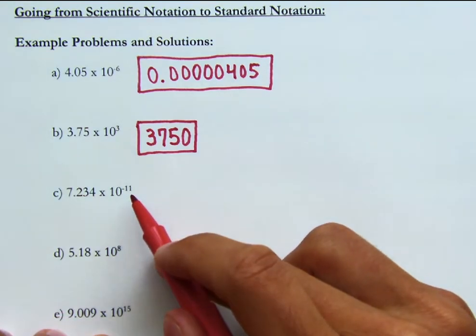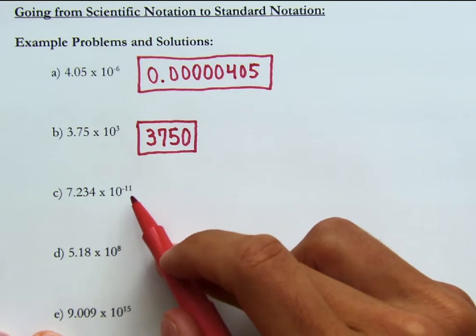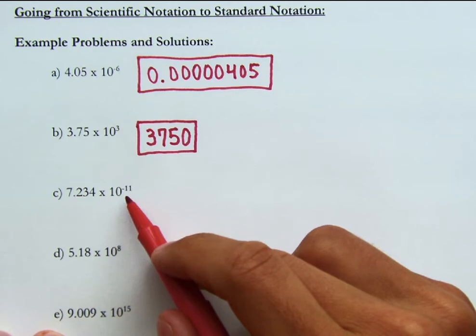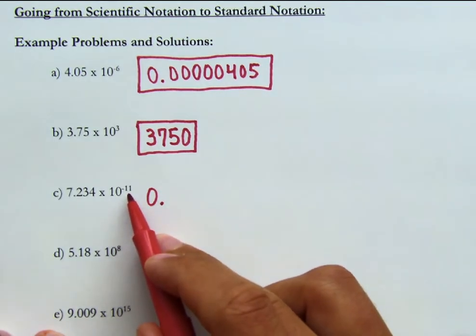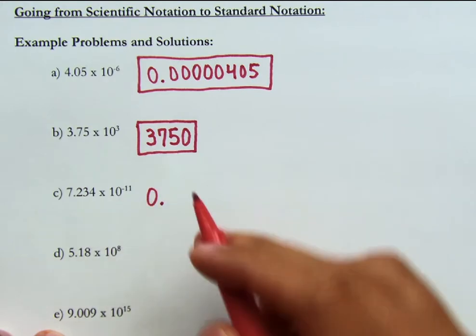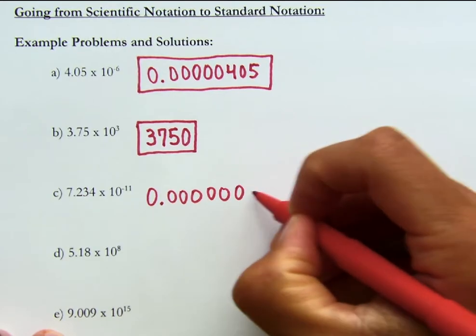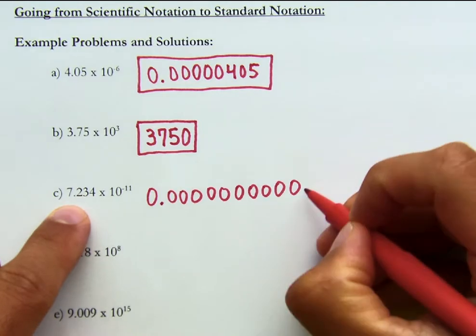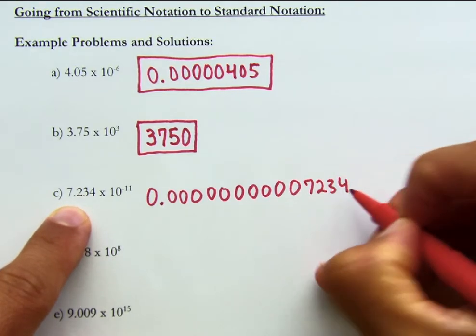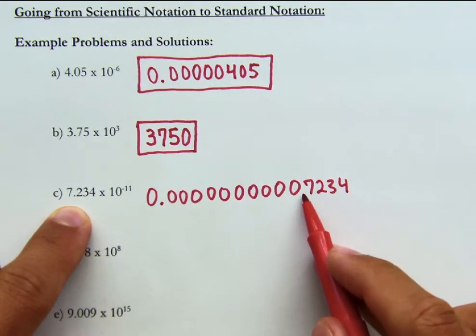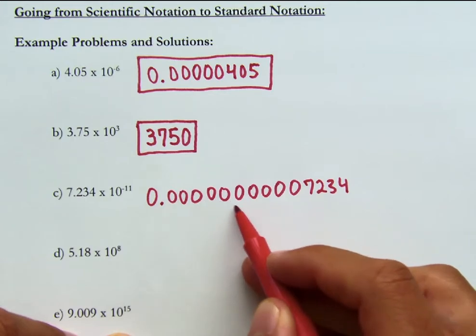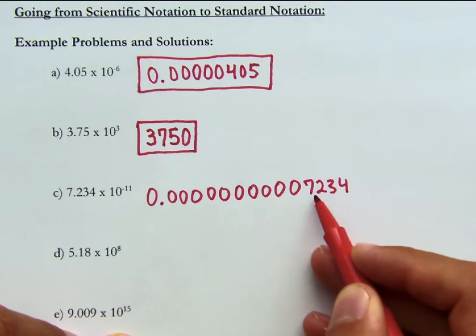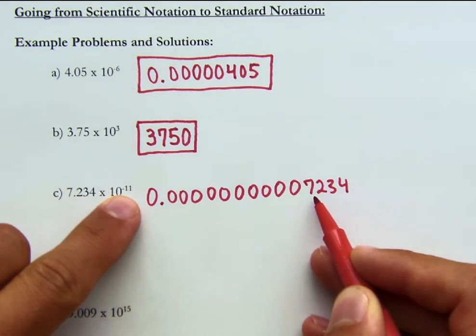Next one, this is a negative 11 exponent. So this is going to be a small number, less than 1. It's going to be 0 point. And just like I did in the previous one, if this is negative 11, I'm going to put 10 zeros here. 1, 2, 3, 4, 5, 6, 7, 8, 9, 10. And then I'm going to start writing this number, 7, 2, 3, 4. Because I know that final place is going to be taking me from here to there. So if I check this, 1, 2, 3, 4, 5, 6, 7, 8, 9, 10, 11. If I move it 11 places, I get 7.234. And it's a number that's less than 1, so we have a negative exponent.